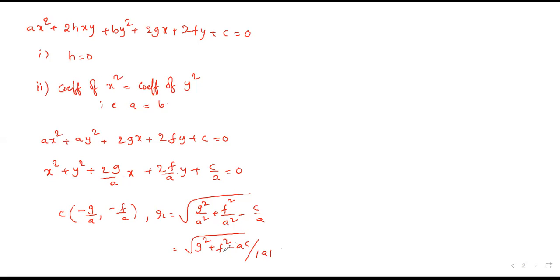So for this circle to be real, g square plus f square minus ac should be greater than or equal to 0.